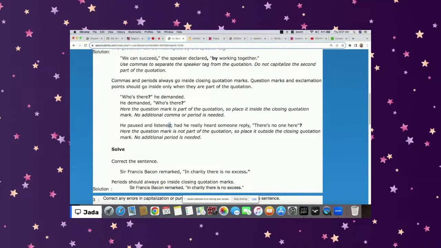He paused and listened. Had he really heard someone reply, "There's no one here"? That's a question. So the question mark is not part of the quotation, so you do not have to put it inside the quotation. You only put the question mark inside if it is part of the quotation.